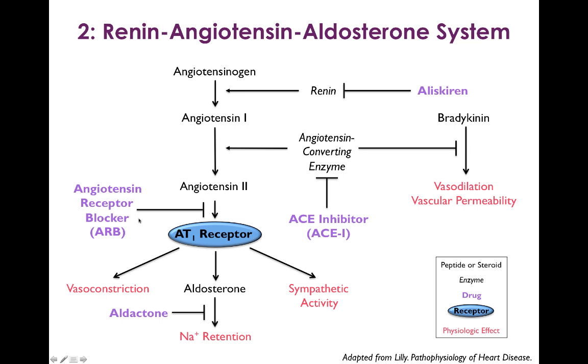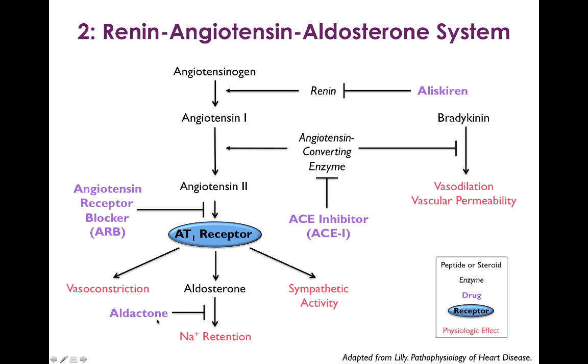Similar to ACE inhibitors, but not necessarily suffering from the inhibition of the bradykinase activity of angiotensin converting enzyme, are the angiotensin receptor blockers, or ARBs, which directly block the angiotensin receptor, thereby preventing angiotensin 2 from binding to it. And finally, aldactone, which is an inhibitor of the steroid hormone aldosterone, which acts at the distal tubule to block sodium retention.